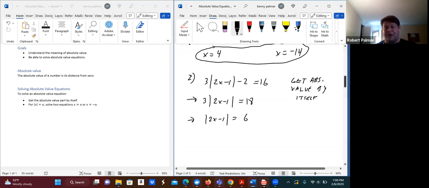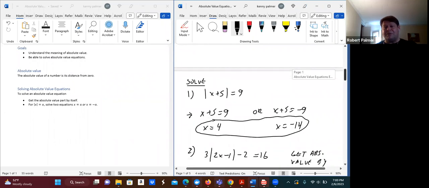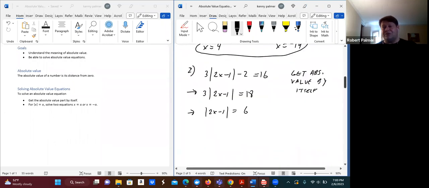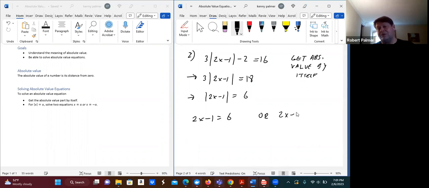Okay, so now this problem looks like the one we just did. We have the absolute value of something is equal to 6. And in the same way, its distance from 0 is 6. So that means that 2x minus 1 has to be either positive 6 or negative 6. Both of those are a distance of 6 from 0.